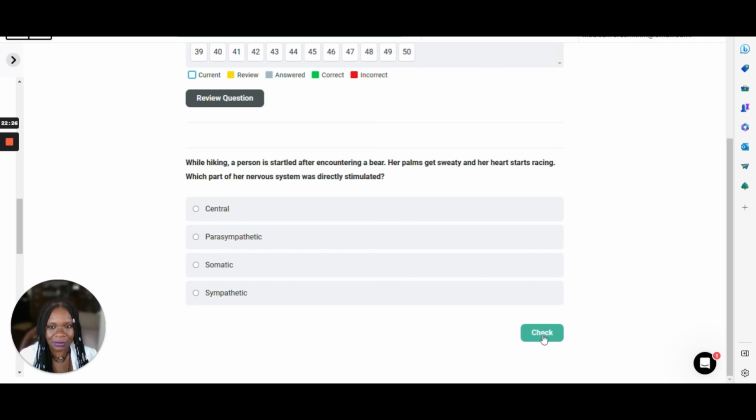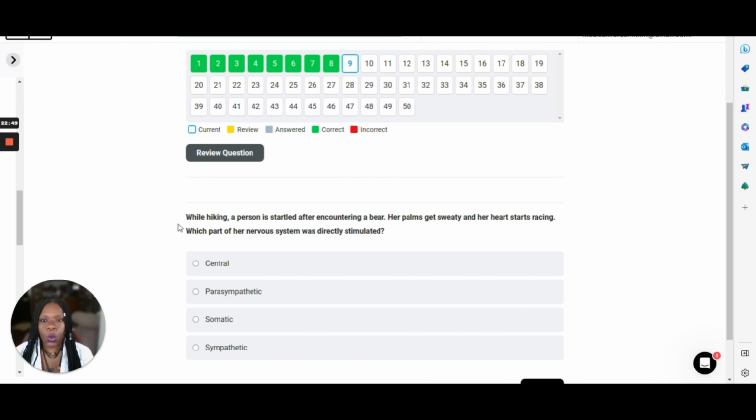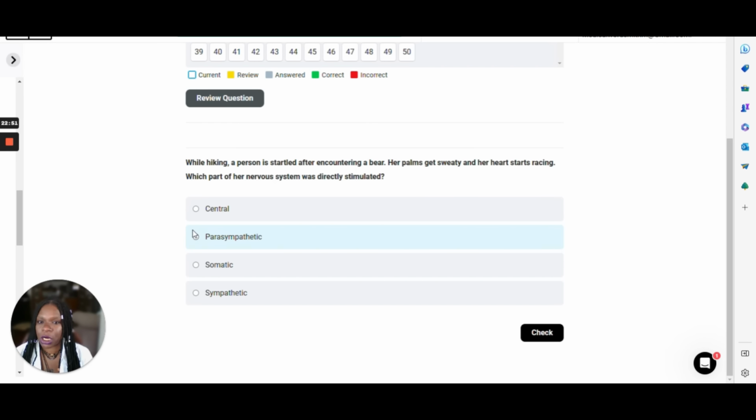Next question. Question number 9. While hiking, a person is startled after encountering a bear. Her palms get sweaty and her heart starts racing. Which part of her nervous system was directly stimulated? Was it the central nervous system? Was it the parasympathetic nervous system, somatic, or sympathetic? Which one are you guys thinking? This one's going to be a little bit tricky.